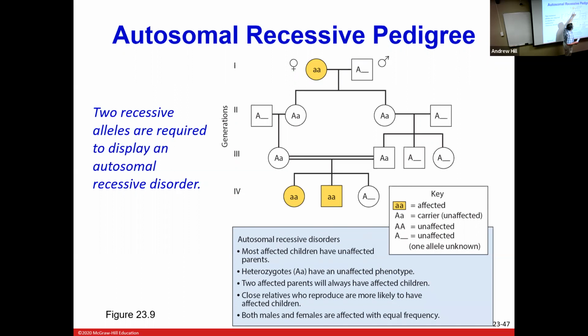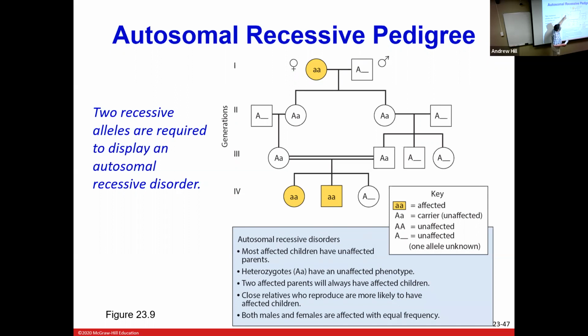Because she has to pass on a small a, right? She has no choice. That's the only kind of gamete she can make. But imagine he's big A, small a. Well, there's a 50% chance he could still pass on the big A, right? So that's the thing there.